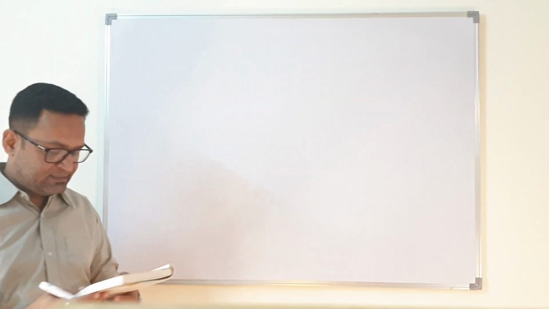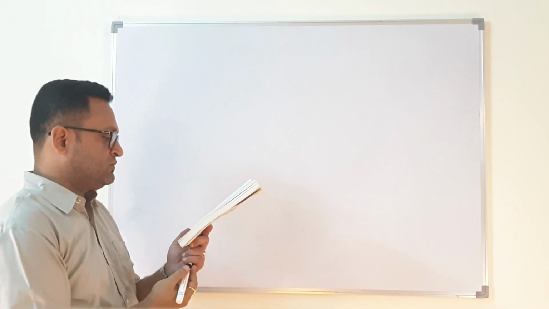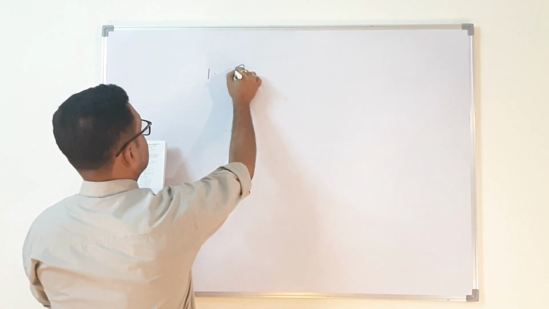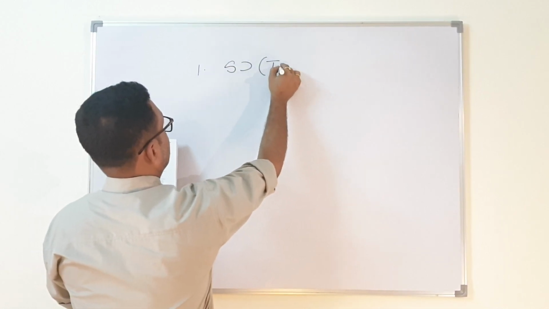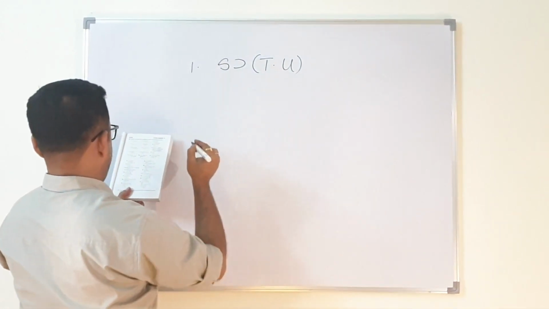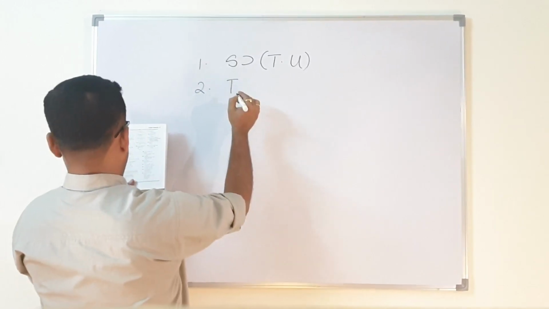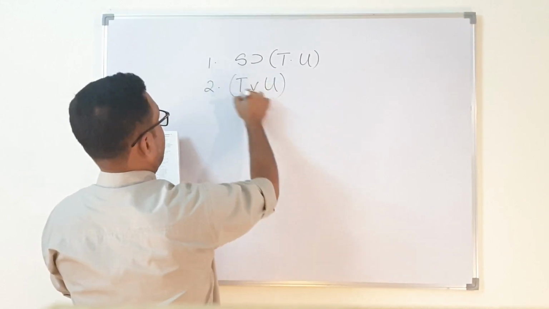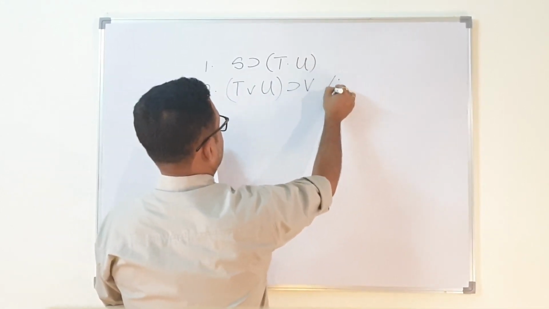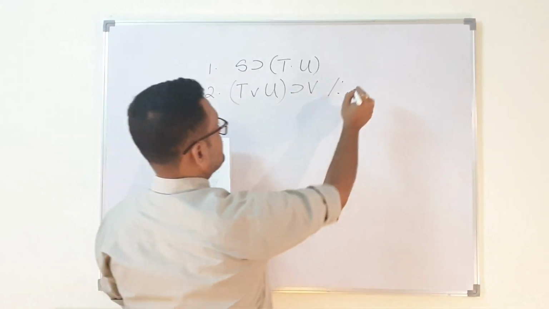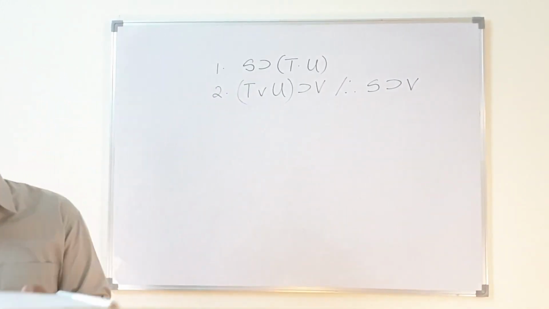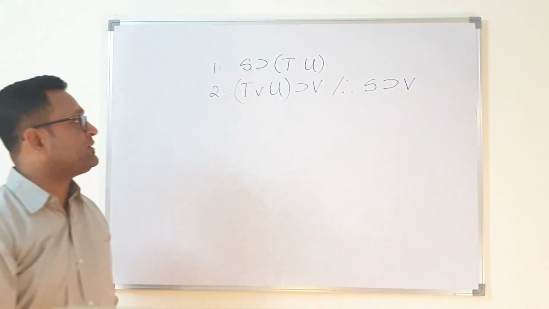Let us take one more question for this lecture, and I will choose a simple one. First, S implies T dot U. Then second, T wedge U implies V. Therefore, S implies V. So this is the question which has been given to us, and we will try to solve it.